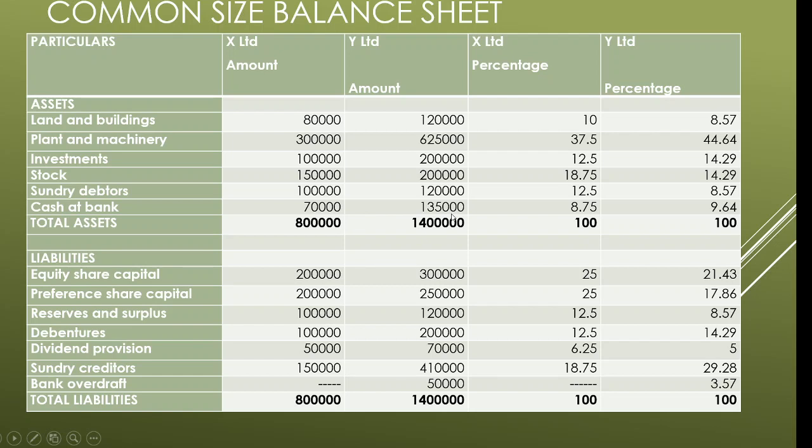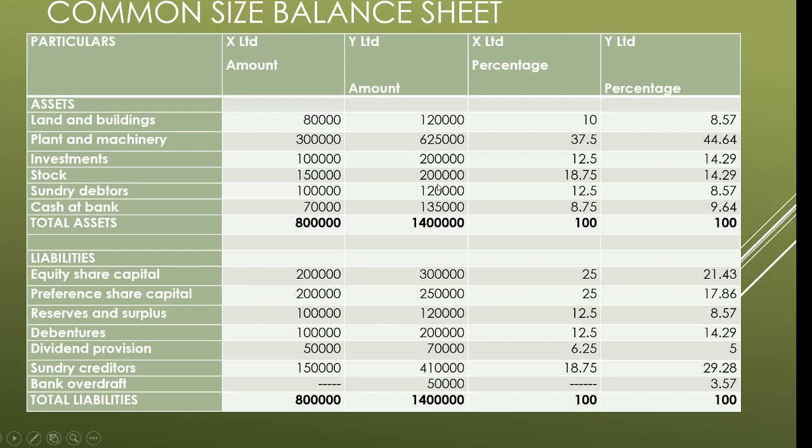Similarly, we will find it out for Y Limited. So Y Limited total is 14 lakhs. Now 14 lakhs will be taken as 100, and for each item we have to find out the percentage. Land and buildings 1,20,000 divided by 14 lakhs into 100, 8.57%. Next is plant and machinery 6,25,000 divided by 14 lakhs into 100, 44.64%. And investments 2 lakhs divided by 14 lakhs into 100, 14.29%.